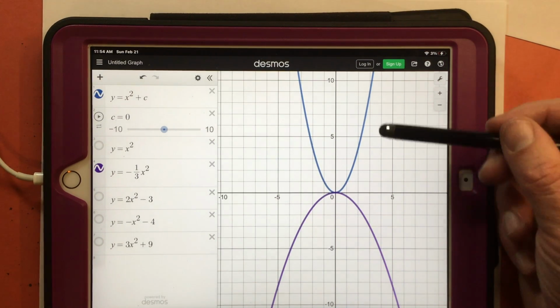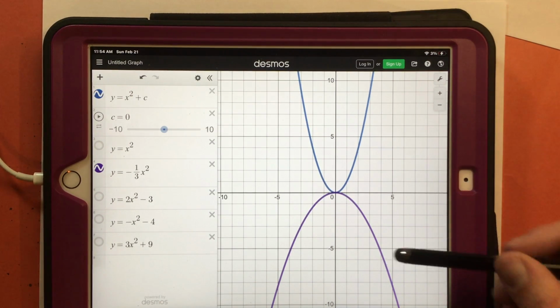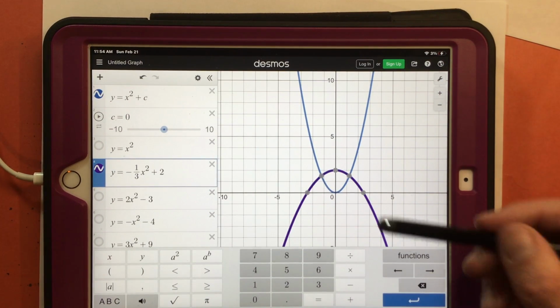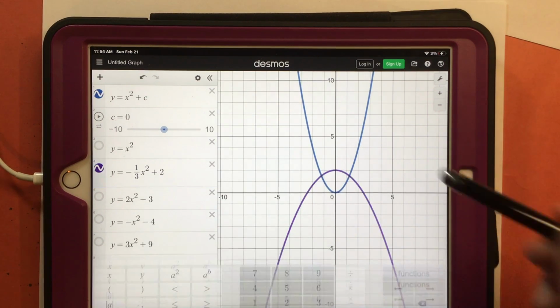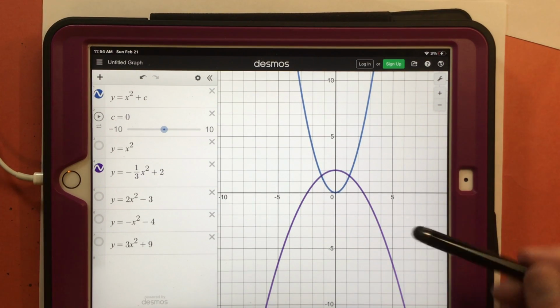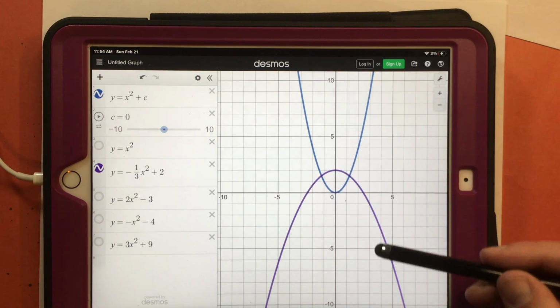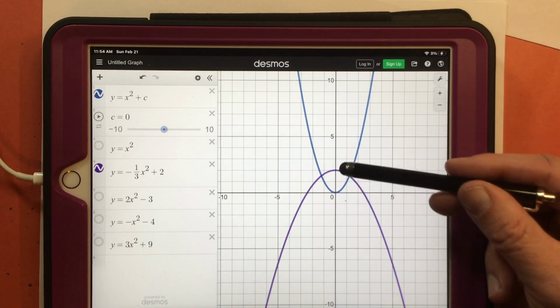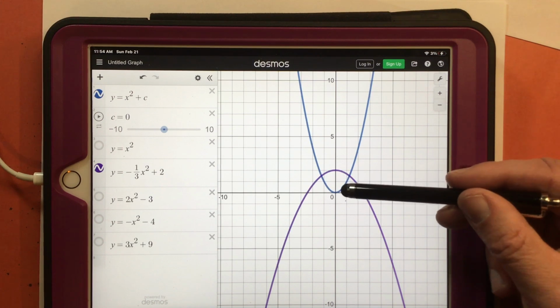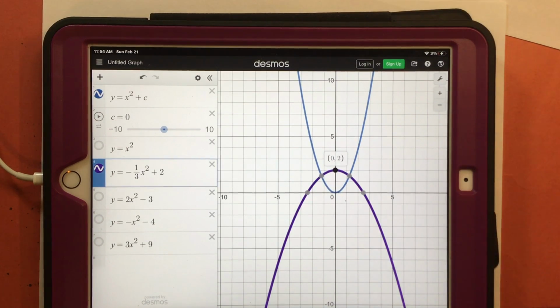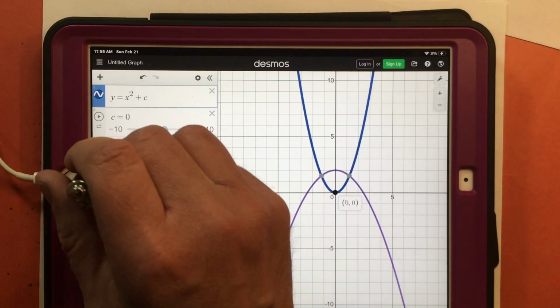The negative flipped it from a smiley face to a frowny face. Now let's put the +2 back in there. The +2 moved it up. So there are three things: it's flipped, it's wider, and it got moved up. I know it's kind of hard to see because you're wondering where it moved up from. It moved up from where the original vertex was, at 0, 1, to the vertex which is now 0, 2. Okay, let's hide that one and then we'll do the next one.